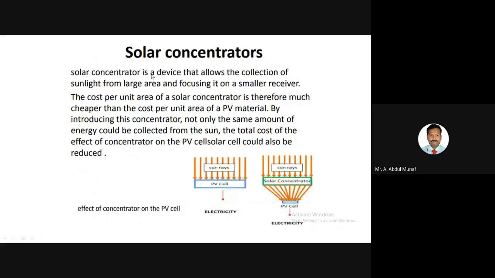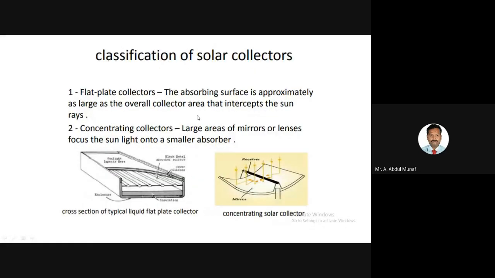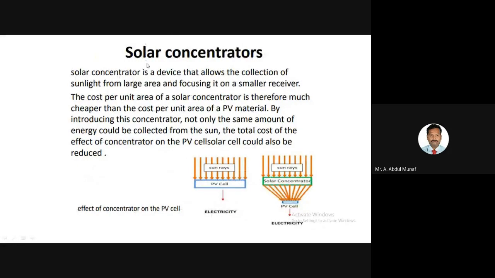You see here, this is another one, the solar concentrator. What is a solar concentrator? You see this diagram, the first diagram and the second diagram. In the second diagram we are using a solar concentrator. The main function of the solar concentrator is that it will divert the radiation to the small PV cell.